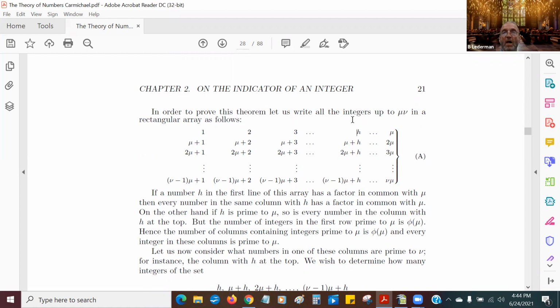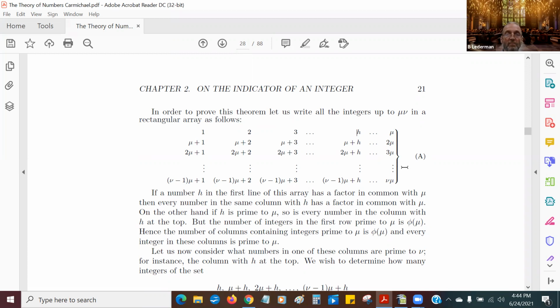So how many columns are relatively prime? How many columns are not relatively prime? Well, the number of columns that are relatively prime depends on how many numbers there are in this first row that are relatively prime to mu. And that by definition is phi of mu. So there are phi of mu columns that are relatively prime to mu, but we're not done there. We want more than that, because we're not looking just for mu, we're looking for uv or vu, whichever way you want to say the same thing.